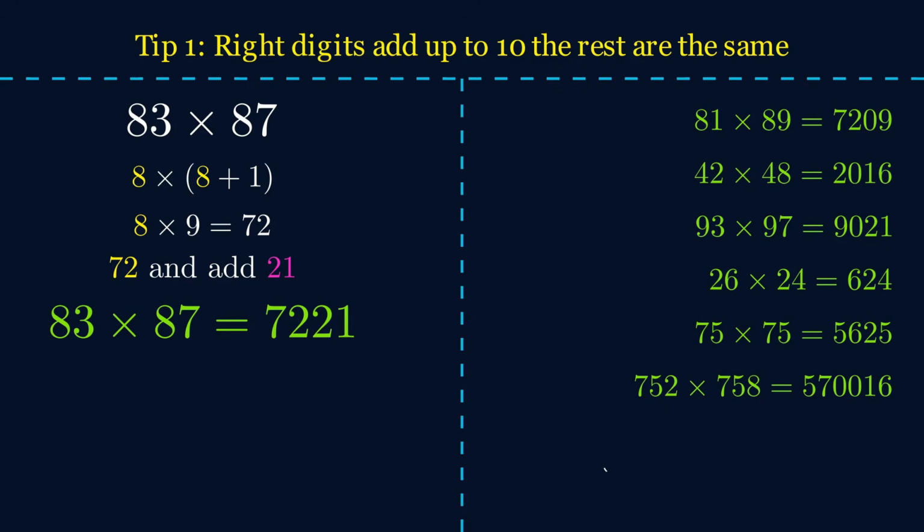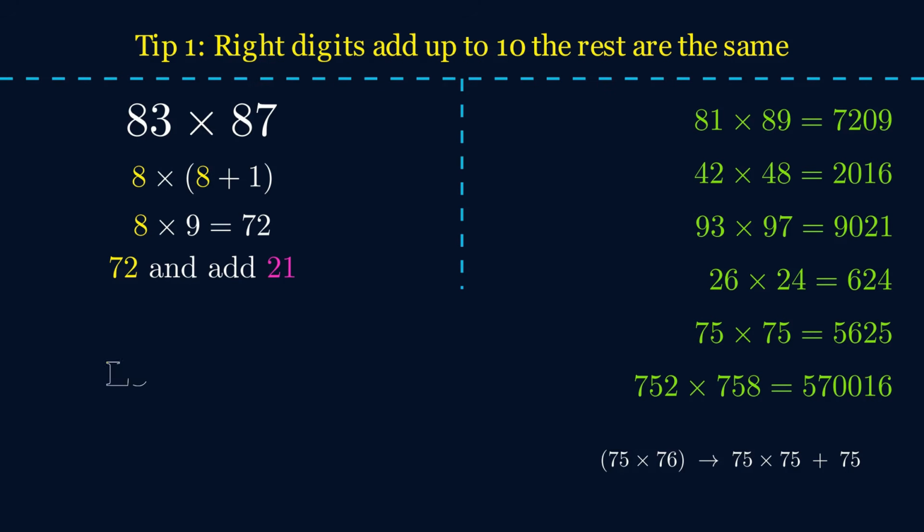Finally, a bigger one, 752 times 758. The right digits, 2 and 8, add up to 10, and the rest, 75, stays the same. Multiply 2 by 8, that's 16, and for the left side, multiply 75 by 76, because we always multiply by the next number. Now, 75 times 75 is 5,625, and when we add 75 more, we get 5,700. Put that together with the 16 on the right, 57,016.